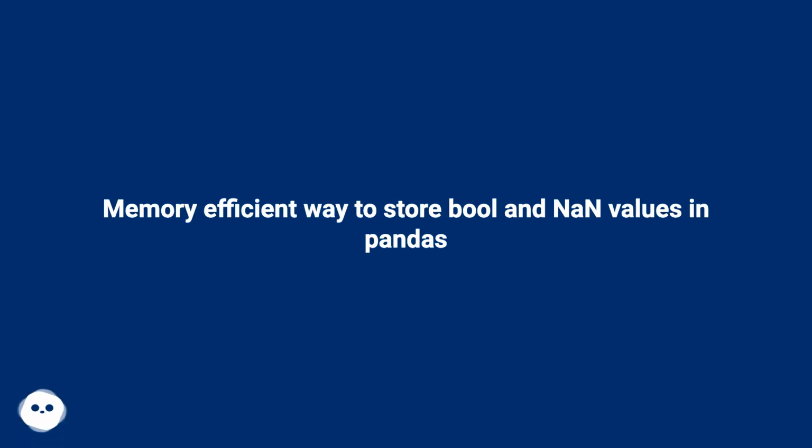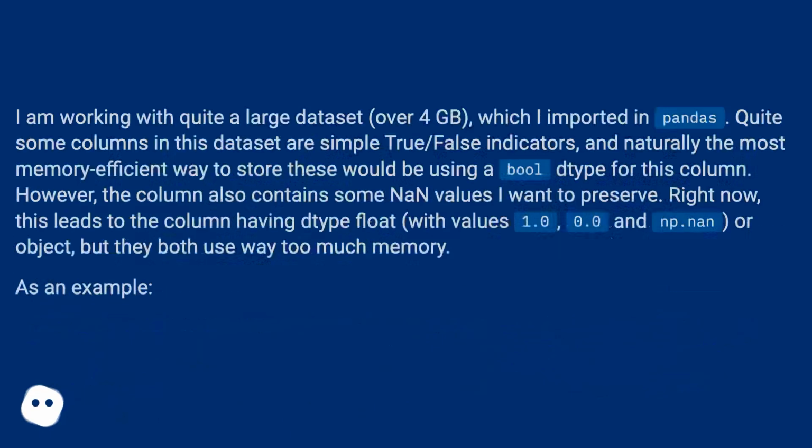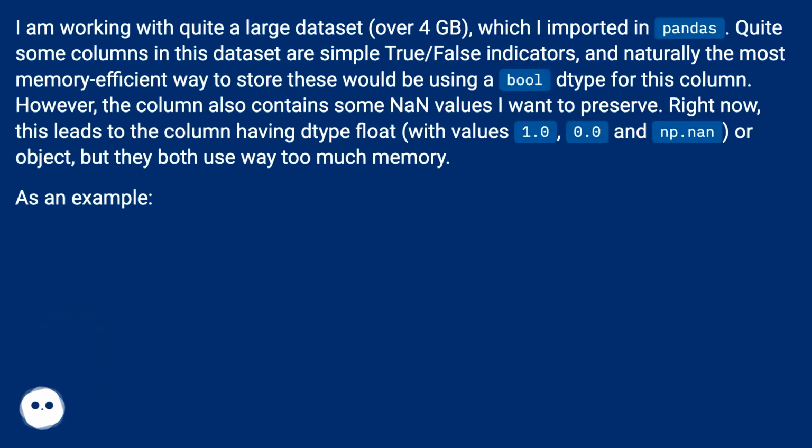Memory efficient way to store Bool and NaN values in Pandas. I am working with quite a large dataset, over 4 GB, which I imported in Pandas. Quite some columns in this dataset are simple true/false indicators, and naturally the most memory efficient way to store these would be using a Bool dtype for this column. However, the column also contains some NaN values I want to preserve.